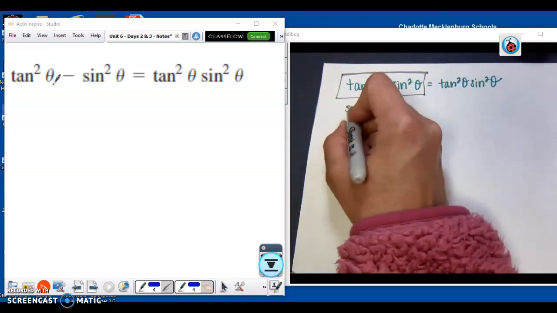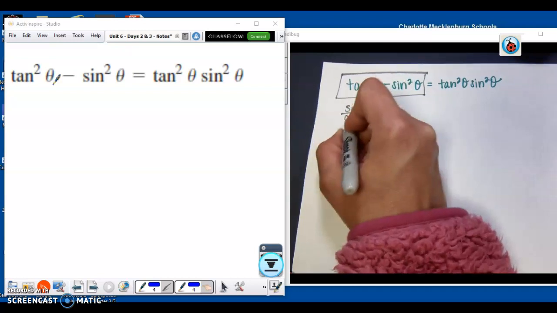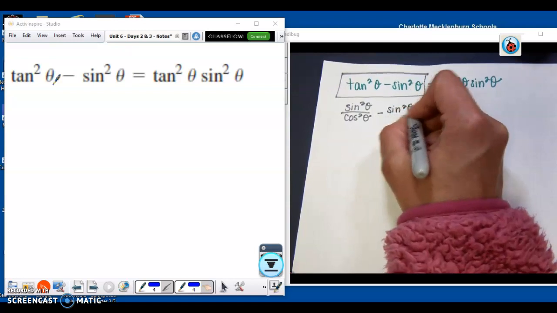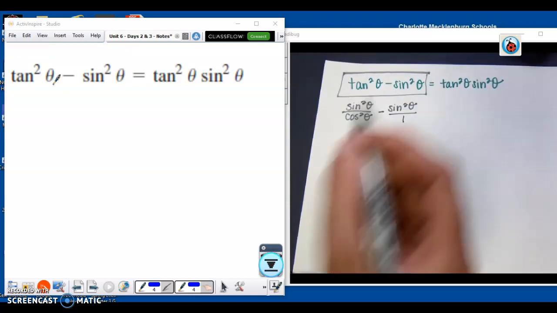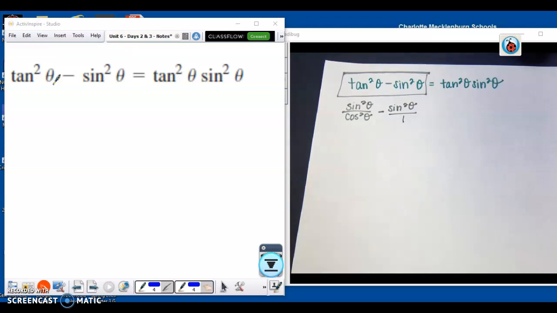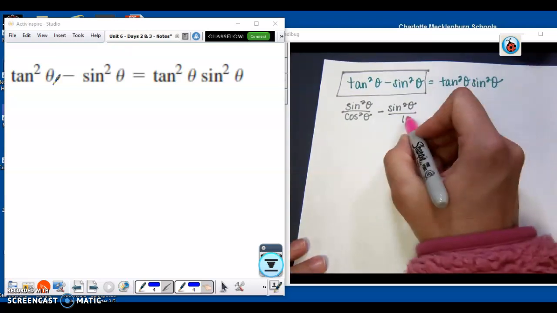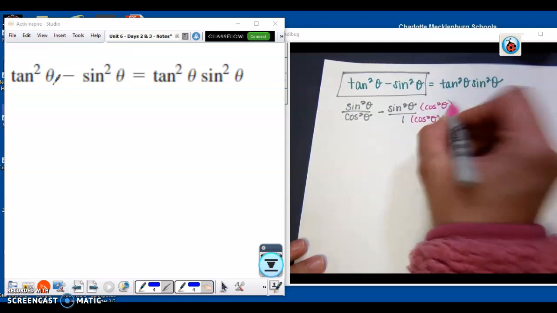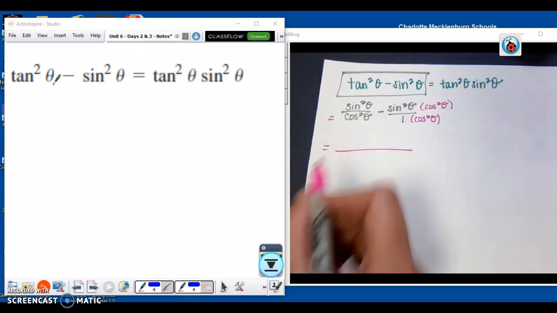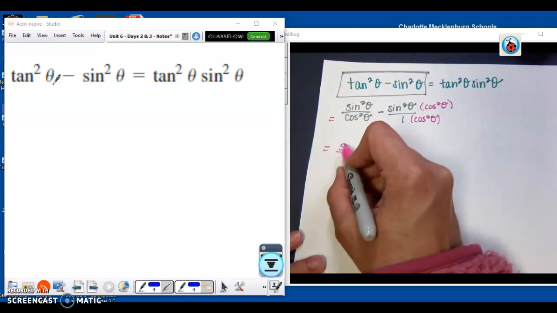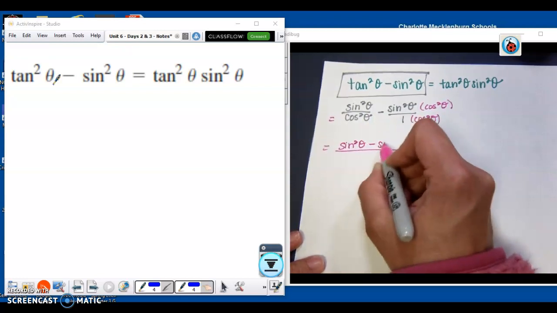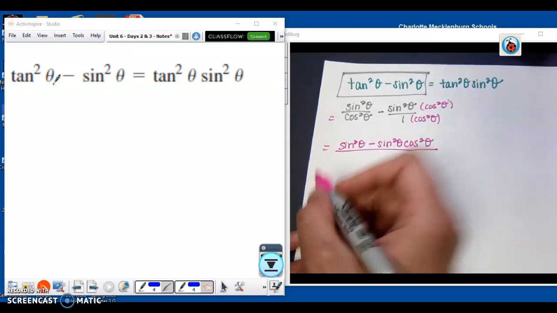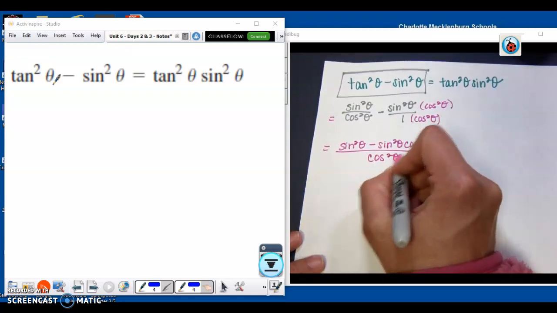Tangent squared, we can rewrite that as sine squared theta over cosine squared theta. And then we're going to keep sine squared theta the same. So if I want, I can make that a fraction and put it over 1. So I'm going to subtract my fraction, so I need to make the denominators the same. Okay, so in the numerator, we're going to have sine squared theta minus sine squared theta cosine squared theta. And then in the denominator, I just have cosine squared theta.